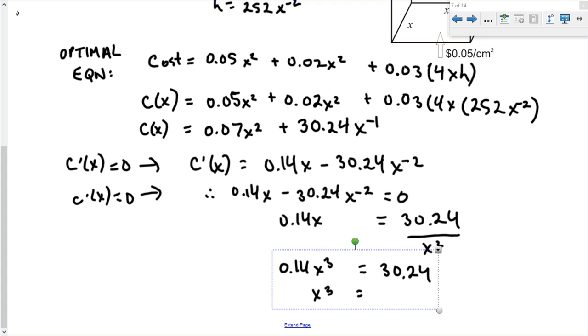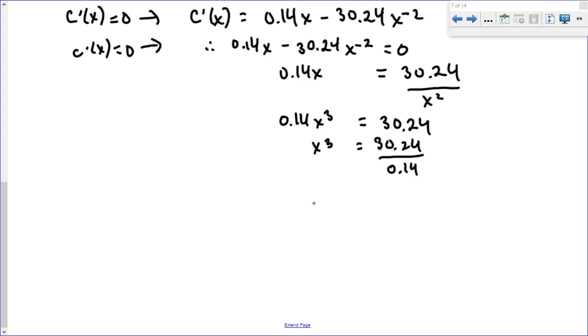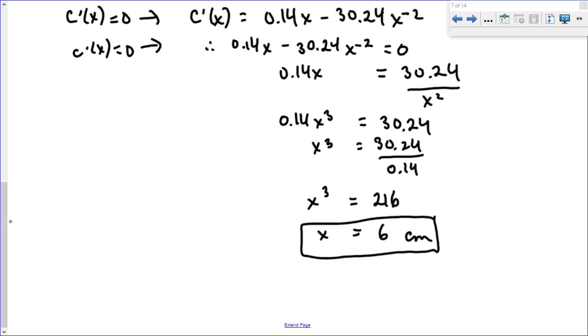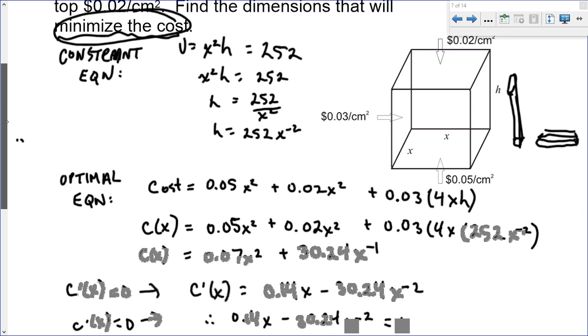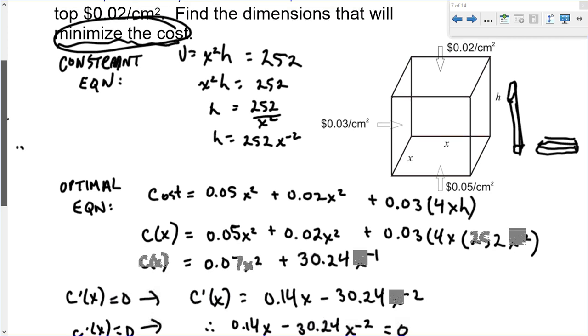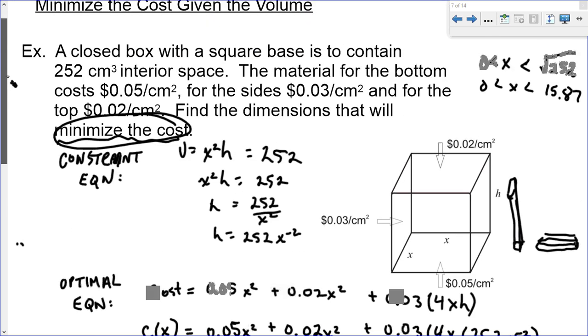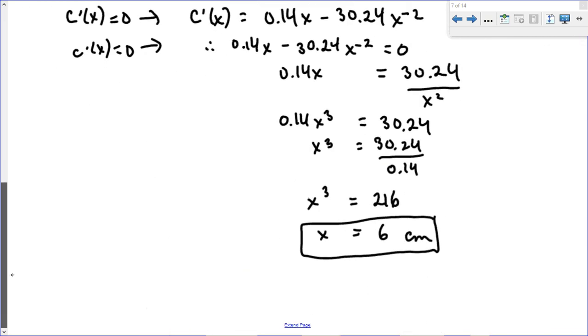I think I've got 30.24 divided by... I don't have a calculator with me. I have to bring it down the next time here. I think the division of that is 216, and that works out to be a nice 6 centimeters. So the base x has to be 6. That has to be a 6 by 6 box, and that falls in my domain interval for sure. Okay, absolutely good.